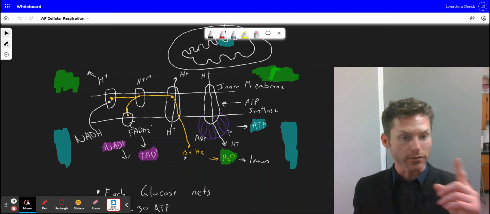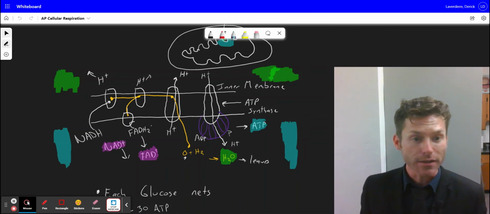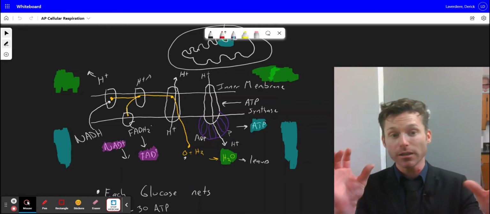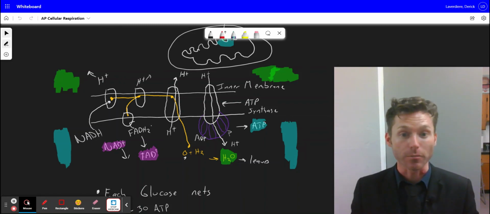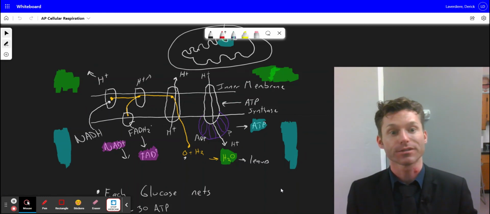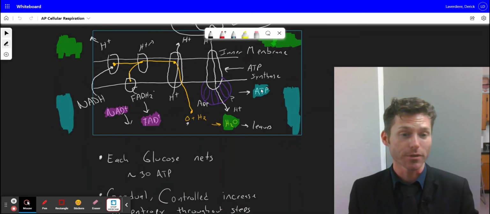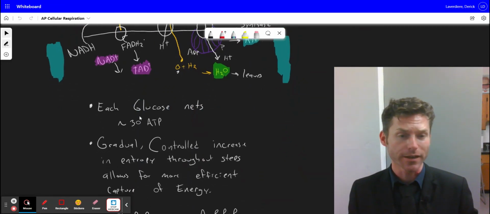So the hydrogen comes down like a little spiral slide type of thing, spins the bottom of this enzyme, and that takes the 2 active sites, one of which is engaged with an ADP, one of which is engaged with a phosphate, and it smushes them together to make ATP. Boom. Magic. Right? Not magic. Science. Magic science. And so that's how I make my ATPs out of this whole storyline. Boom. My ATPs here. So every glucose that I break down nets around 30 ATP through this process.